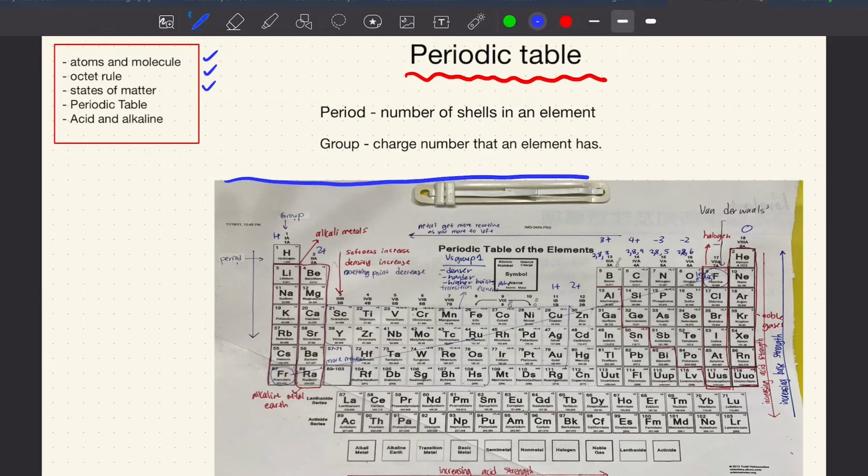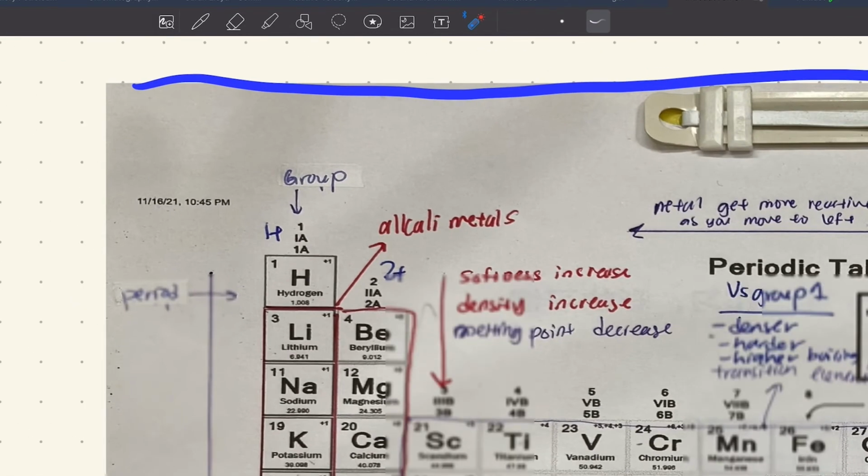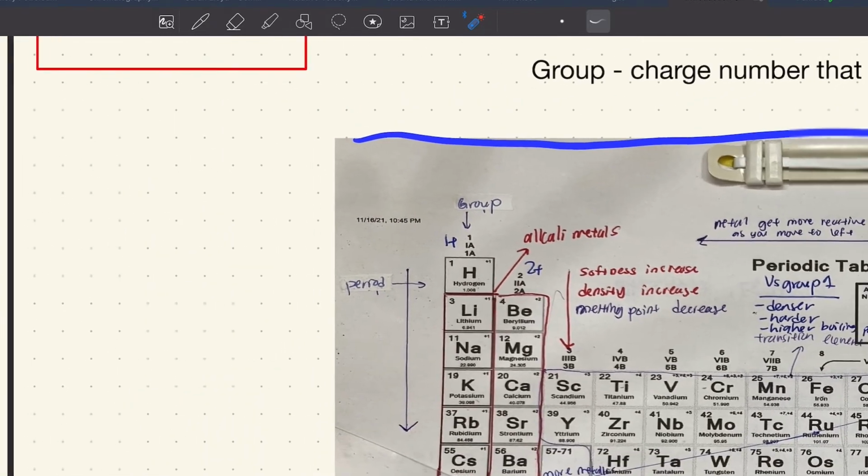First, period means we have to read the periodic table horizontally, which means hydrogen here to helium here. So the period indicates the number of shells in an element. Let's look at hydrogen first. Hydrogen here has 1 electron. The 1 here indicates the atomic number of an element. So 1 means hydrogen has 1 proton. Proton number is equal to electron number, so hydrogen has 1 electron in it.